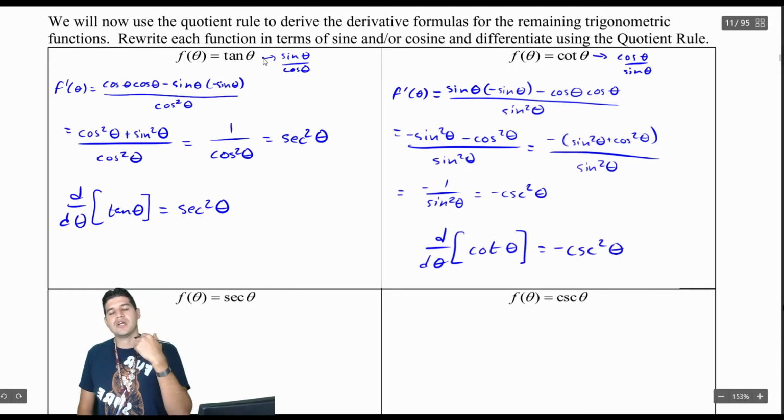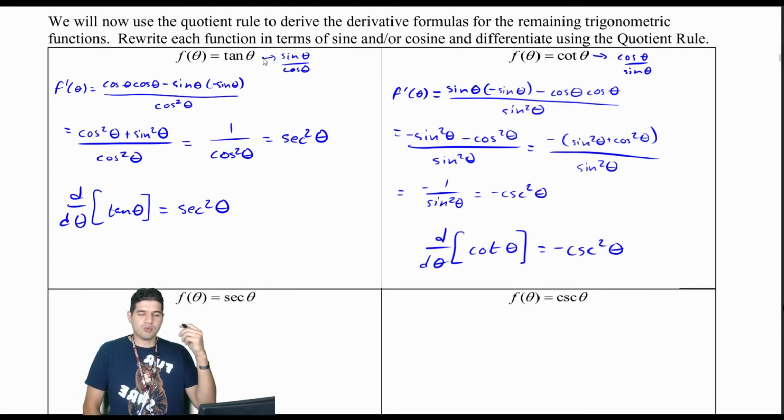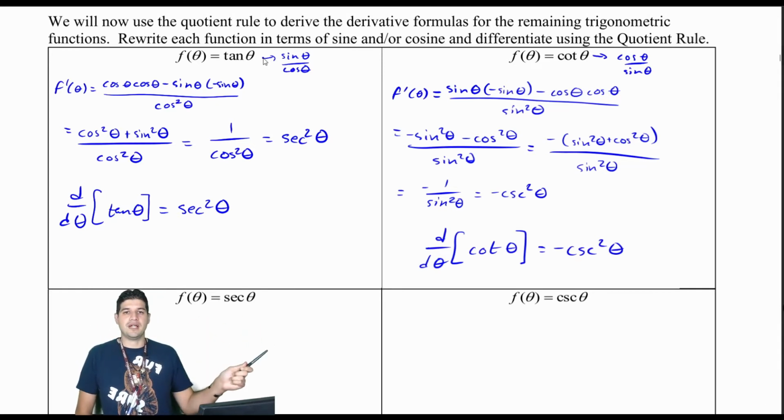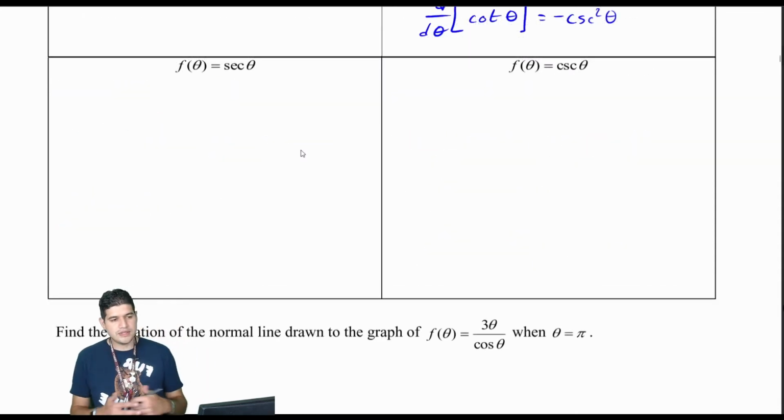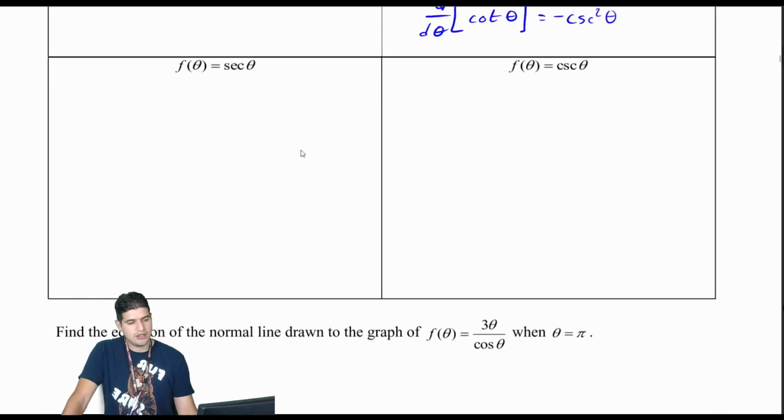So now you don't have to go through all this work. You just want to have that one memorized. All right, so secant theta, I'm going to rewrite that as a reciprocal. That's going to be 1 over cosine theta. And now I'm going to use that quotient rule that we've learned about.